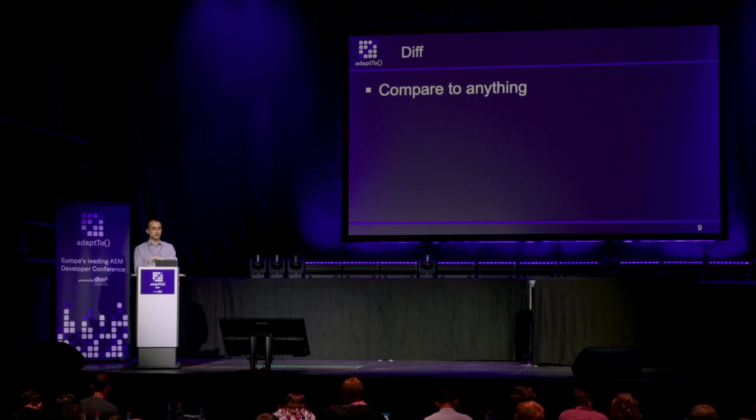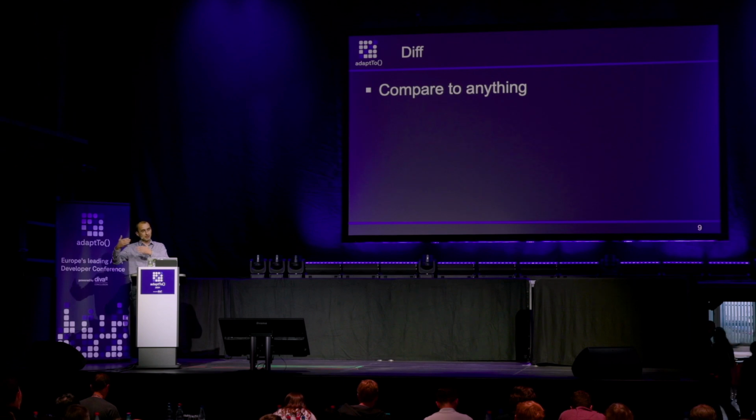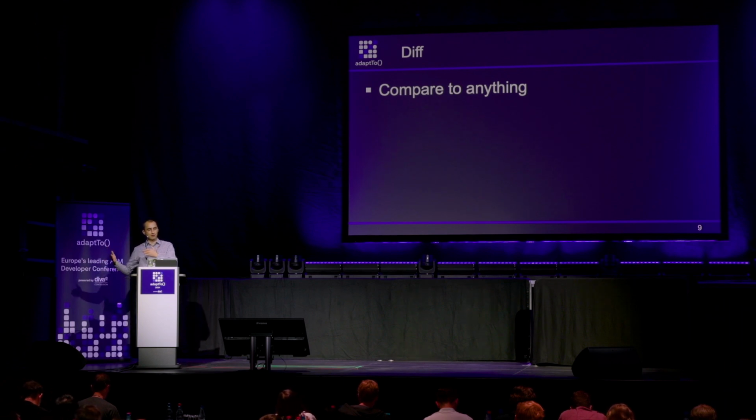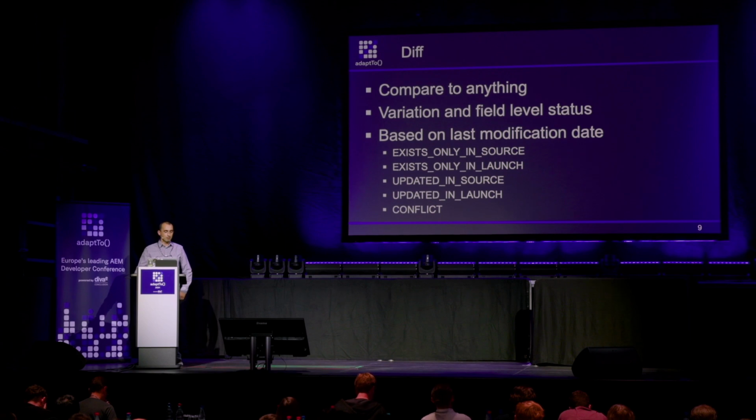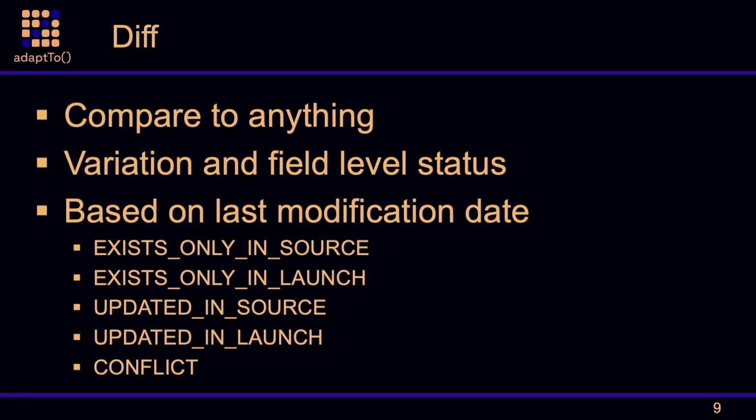And that makes it easy if you have like staged launches, stage events, where you have kind of the same content, but you have different edits on it. You can easily compare between those. And yeah, you get the differences at the variation and field level status. And based on the last modification date of content, both in the launch and in the stuff you are comparing with it, you get one of these statuses.